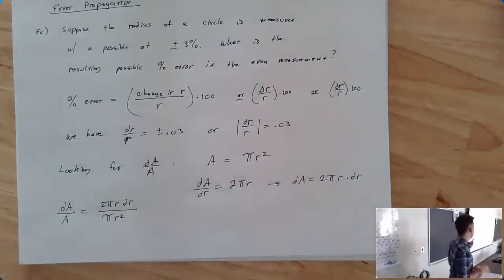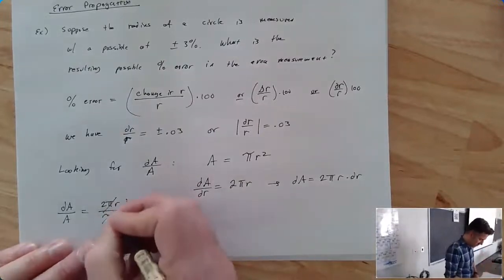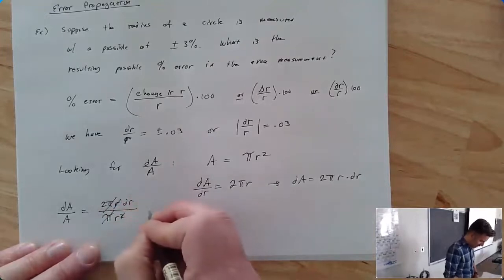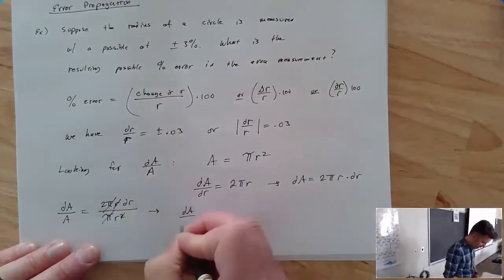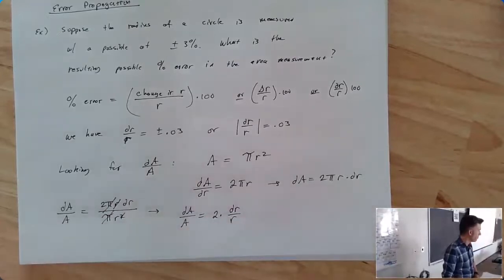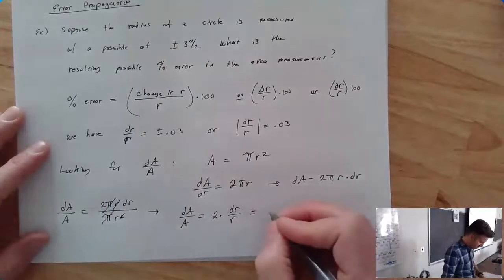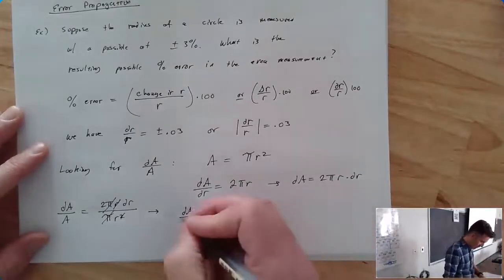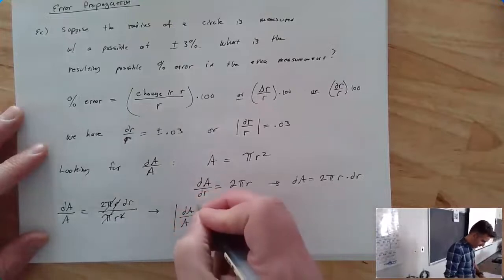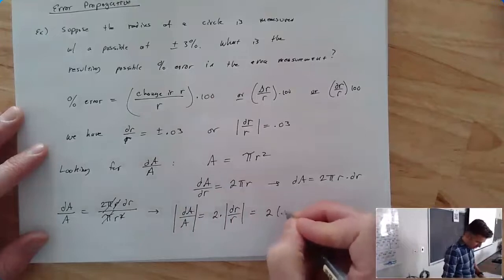And now look at what happens. I always thought this was super cool when I learned this the first time. This is really neat how this always works out nicely. If I start canceling stuff, the pi's cancel and one of the r's cancels. And I'm left with dA over A is equal to 2 times dr over R. But we know that dr over r is the percentage error in the radius measurement. So that's going to be equal to 2 times plus or minus 0.03, or if we still have some absolute values around things, the absolute value of this is equal to 2 times the absolute value of that, which is equal to 2 times 0.03.